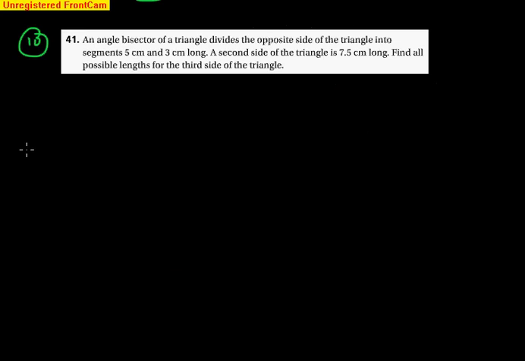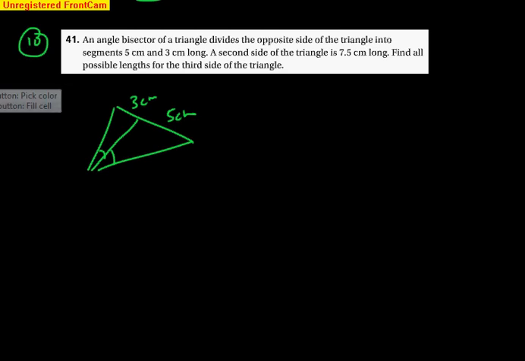All right, last problem here. I have an angle bisector of a triangle that separates the opposite side into segments 5 centimeters and 3 centimeters long. So here's my angle bisector. So there's my angle being bisected. 3 centimeters and 5 centimeters long. A second side of the triangle is 7.5 centimeters long. Find all possible lengths for the third side.